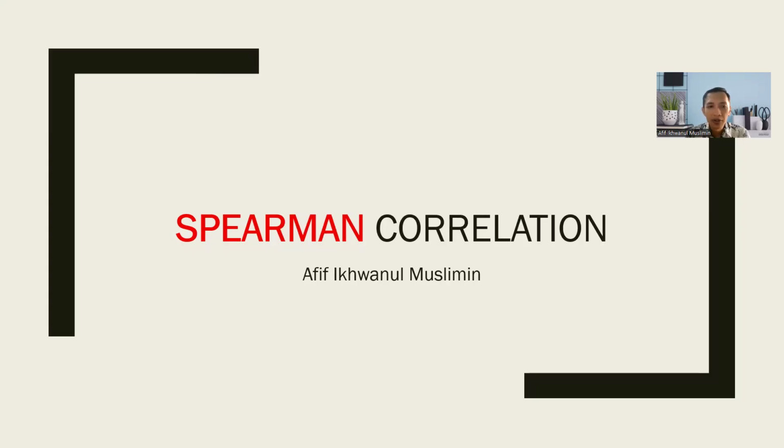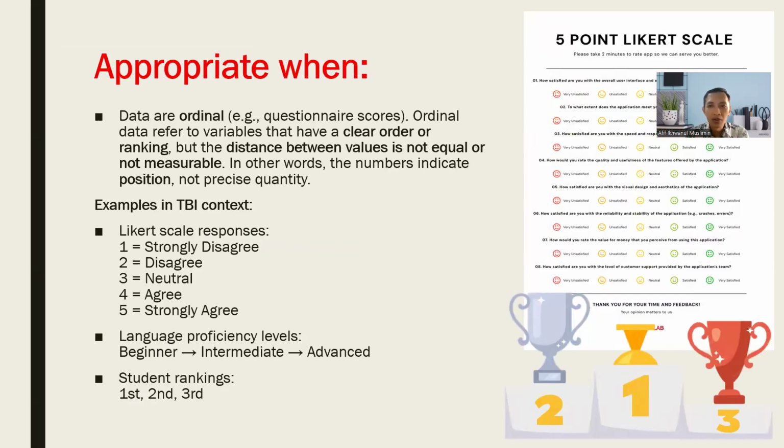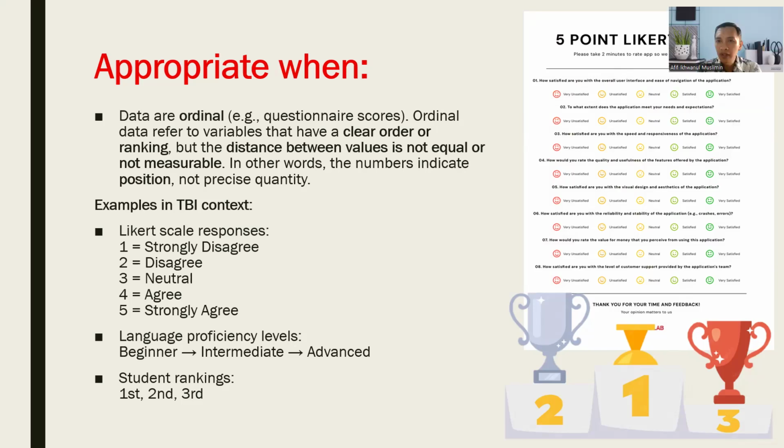Today we're going to discuss another type of statistical analysis, namely Spearman correlations. This analysis is a continuation of our previous discussions about Pearson correlation tests. The Spearman test is appropriate when data are ordinal, for example, when we have a question score like the example you can see on the right slide. So we have a 5-point Likert scale.